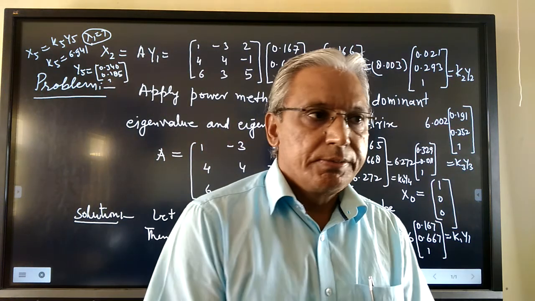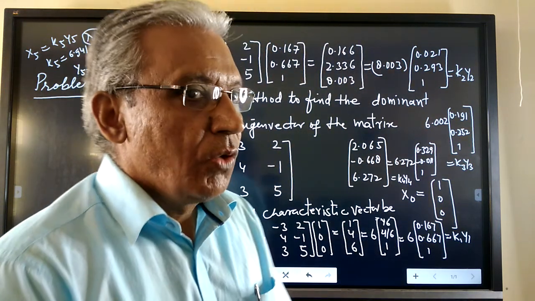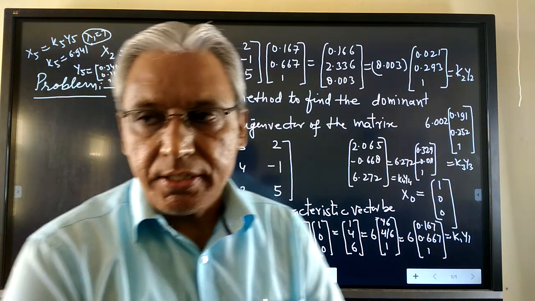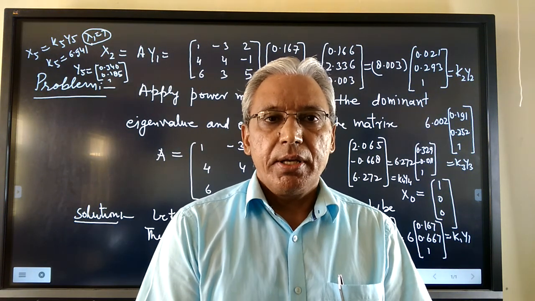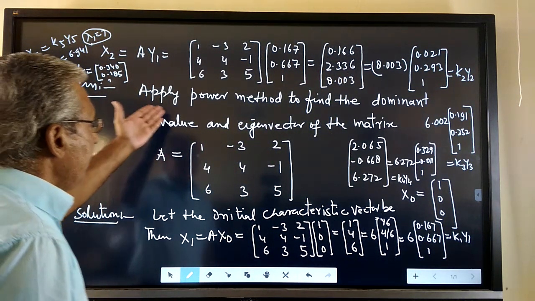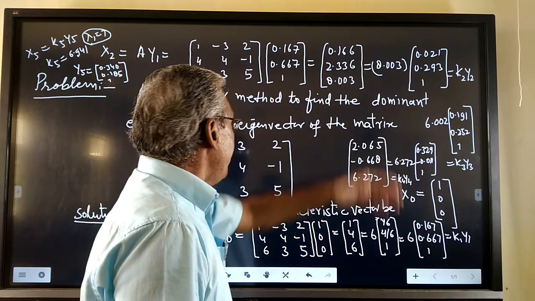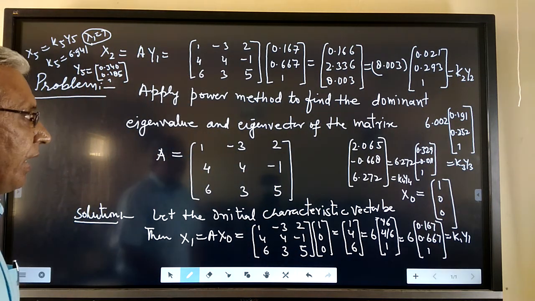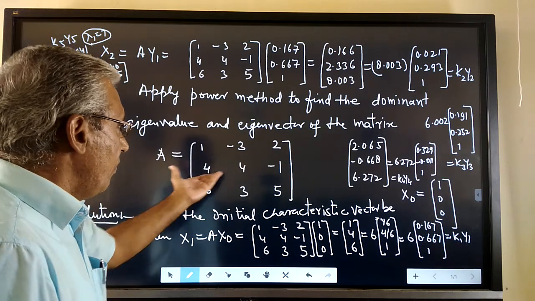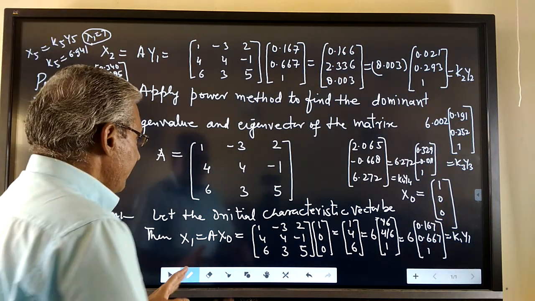Dear students, today we will solve a problem by using the Rayleigh power method. The problem is: apply the power method to find the dominant eigenvalue and eigenvector of the matrix A equal to [1 -3 2; 4 4 -1; 6 3 5].